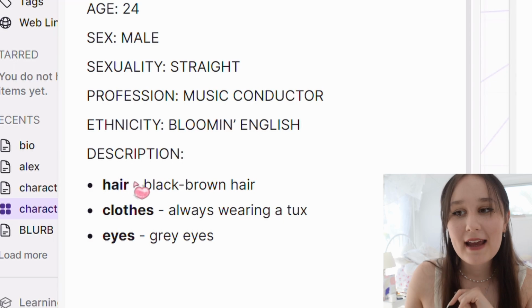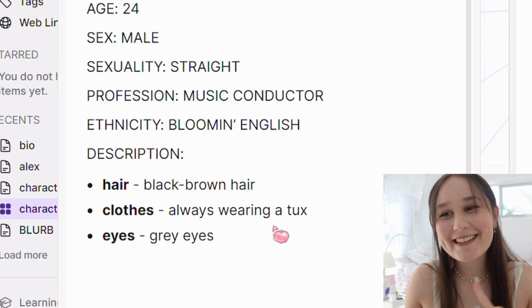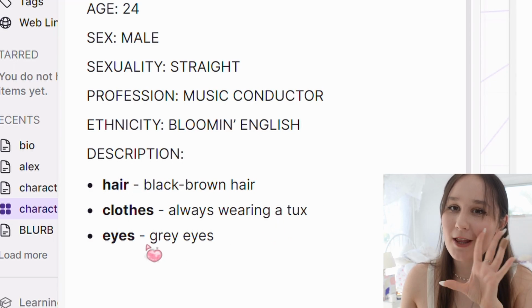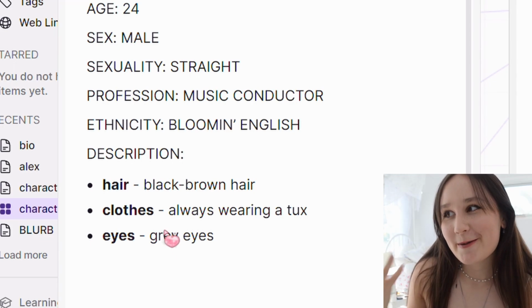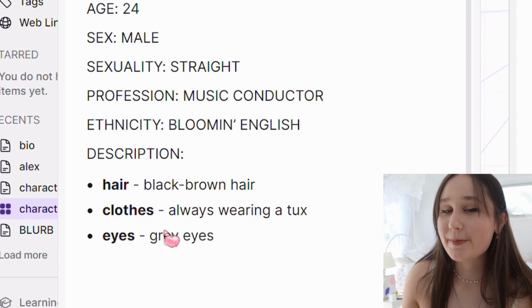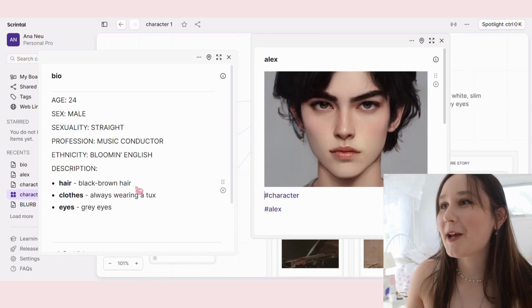So he has brown black hair, always wearing a tuxedo, and has grey eyes. By the way, Alex is set in a story that takes place in the 1800s. That's why he always wears a tux or a suit or something. So there we go. Kind of reminds me of a penguin, honestly.